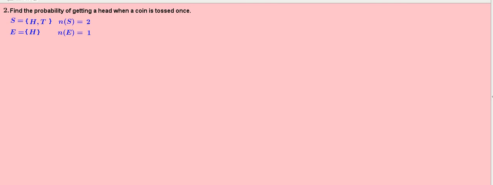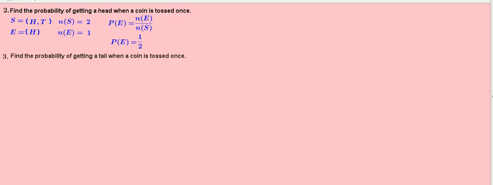We know the formula to find the probability of event E, that is P(E) equal to n(E) by n(S). Substitute 1 for n(E) and 2 for n(S). So P(E) equal to 1 by 2.